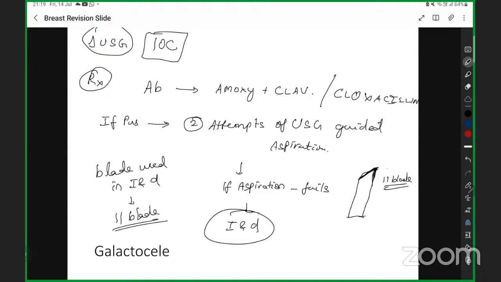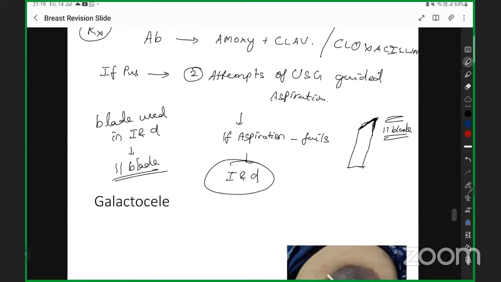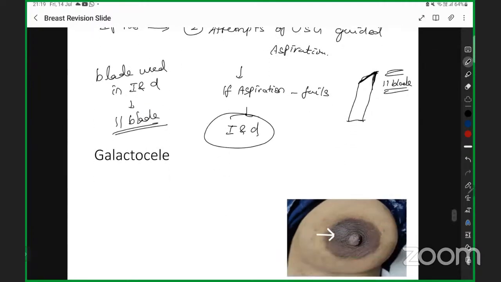Okay, so this is how your 11 blade looks. This is the one used for incision and drainage. Your 11 blade is the one that is used for incision and drainage. Now, what are the differential diagnoses of your breast abscess? This is a Bailey and Love update.